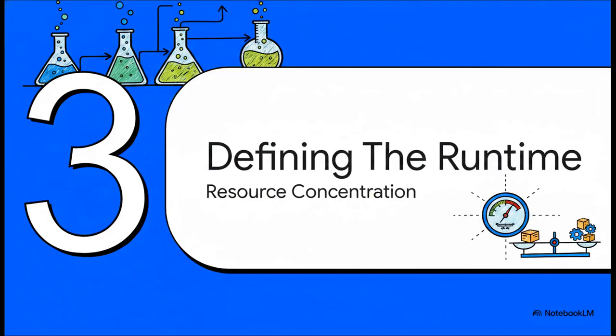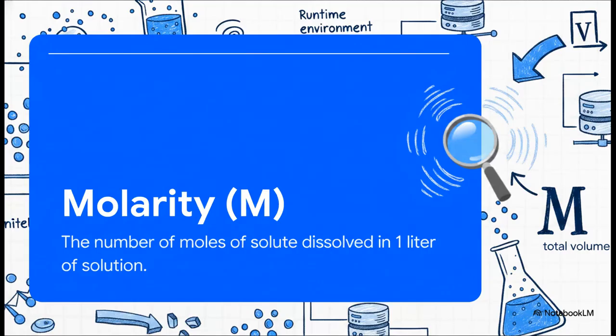Moving on to Section 3, defining the runtime, or our resource concentration. This brings us to a brilliantly simple primary configuration setting, molarity. Molarity, which we denote with a capital M, is defined as the number of moles of solute per liter of solution. Think of this as our resource concentration. But here's the absolutely crucial point. The volume parameter, that capital V, must represent the total volume of the entire solution. That means the host plus the payload, not just the solvent alone. It's the full footprint of your runtime environment.